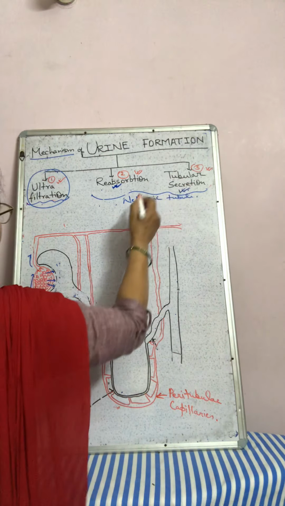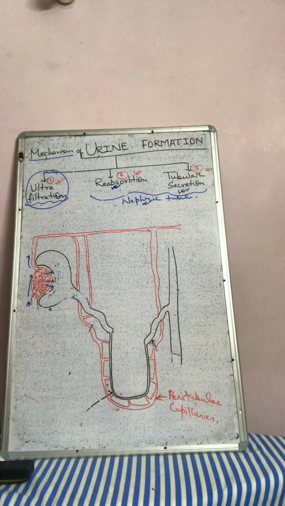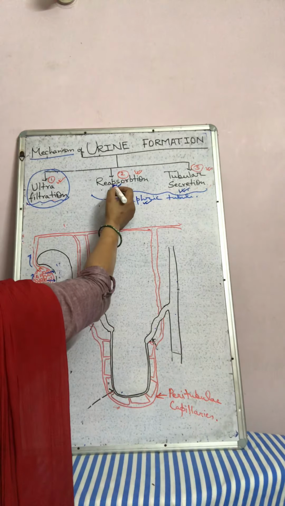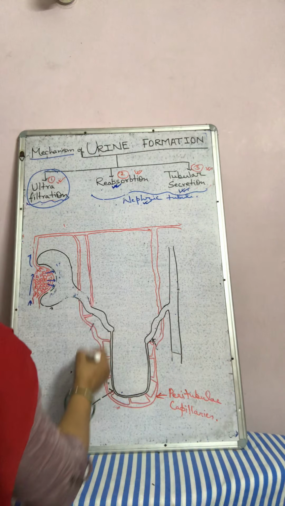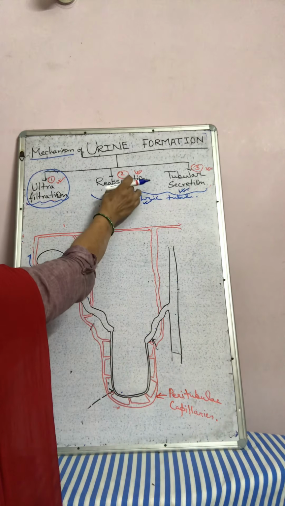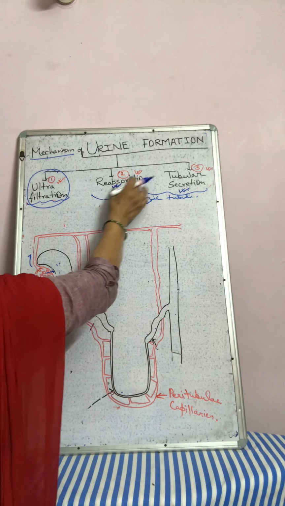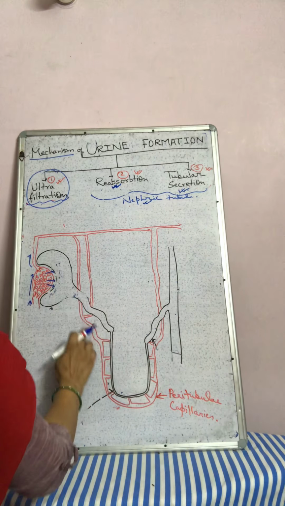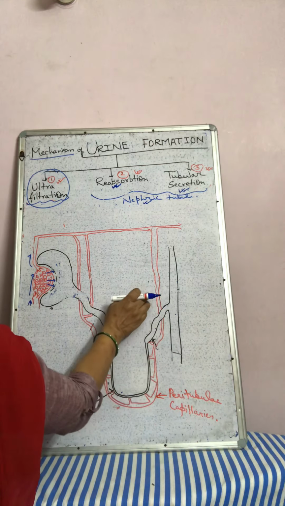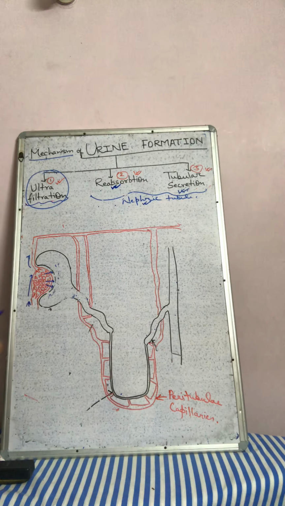Reabsorption and tubular secretion occur in the nephric tubule. Now, what is the need for reabsorption, and which facility is present in our nephron for reabsorption and tubular secretion? These two processes occur by the peritubular capillaries which surround the tubule from all sides. You can see the peritubular capillaries colored red.